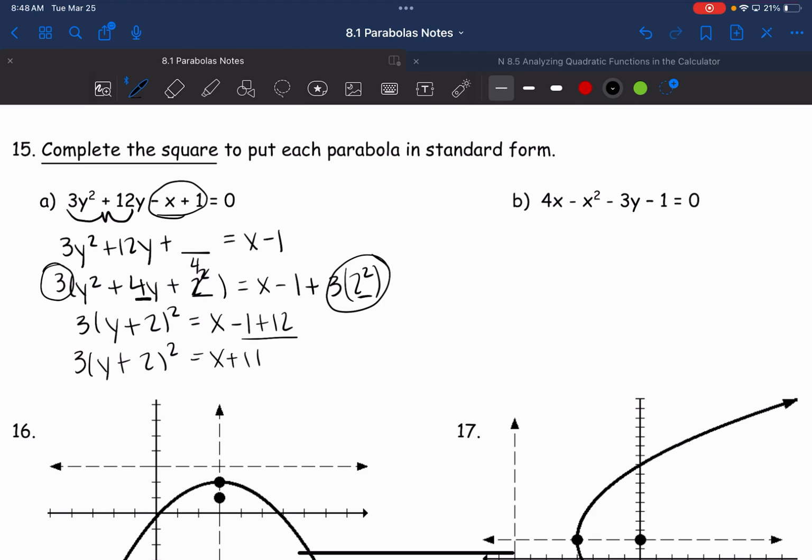And in this particular case, we'd be solving for x because we don't want to get rid of the square that's with the y term. So to solve for x, all I would have to do is move over the 11, right? So we'd end up with x equals 3 times y plus 2 quantity squared minus 11. And we move it back over.